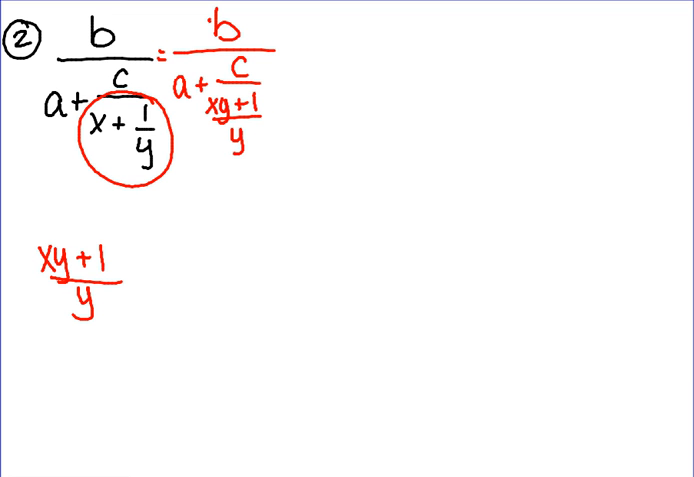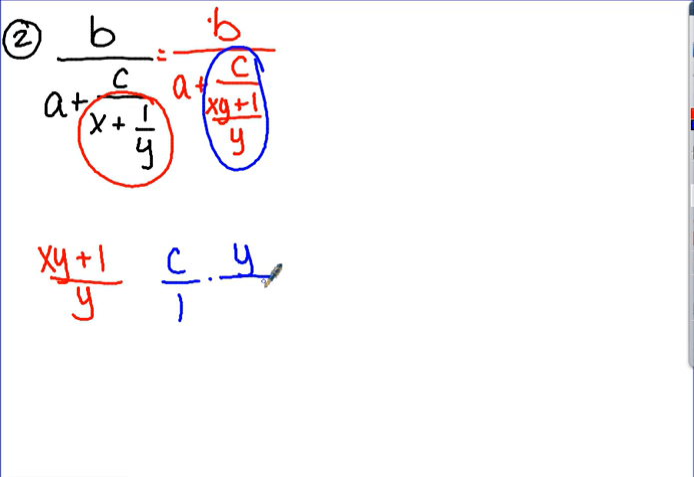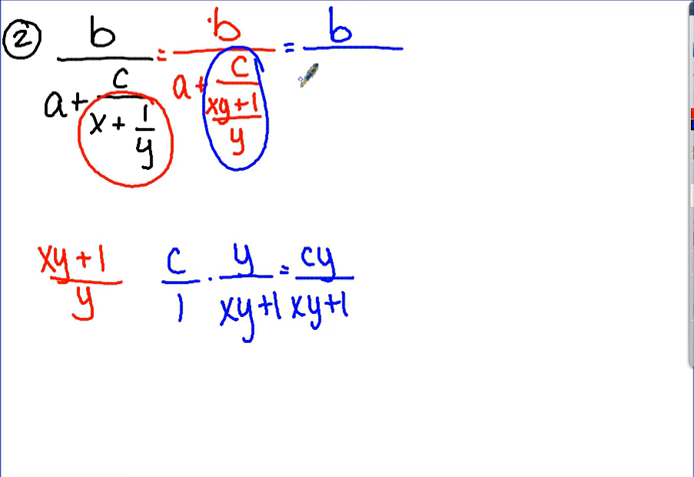I have b over a plus c over (xy plus 1 over y). The next thing we want to do is simplify this whole term so that we can add it to a. This is a division problem. We're doing c over 1 divided by (xy plus 1 over y), which means we're really multiplying by its reciprocal. That gives me cy over xy plus 1. So my equation now looks like this: b over a plus cy over xy plus 1.